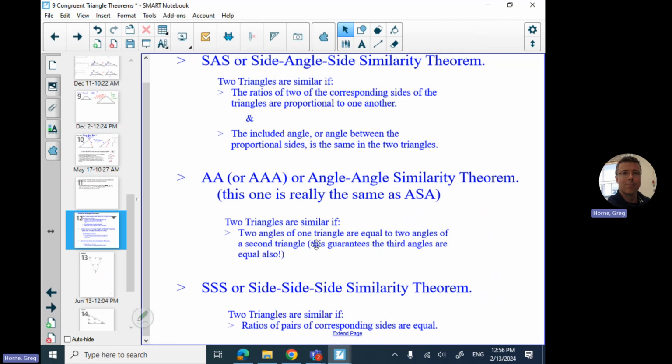It says the third angle is guaranteed, so it's kind of redundant to say the third angle, because the angles have to be the same. The first two would be whatever they are, and the third has to be whatever needs to make 180, of course. Anyway, that one is essentially the same as angle side angle, right?